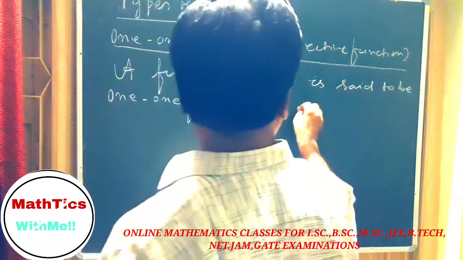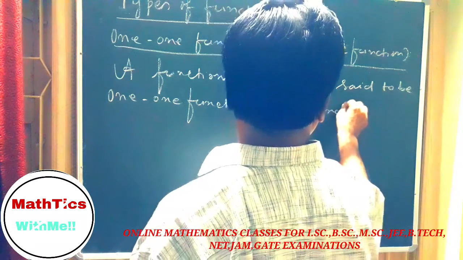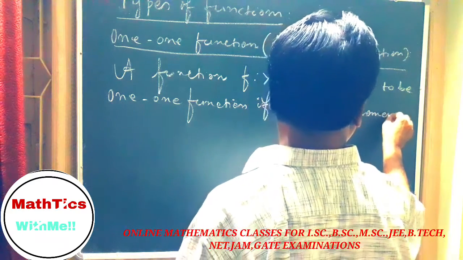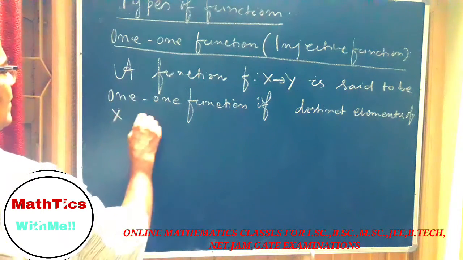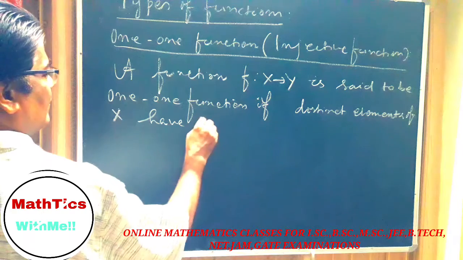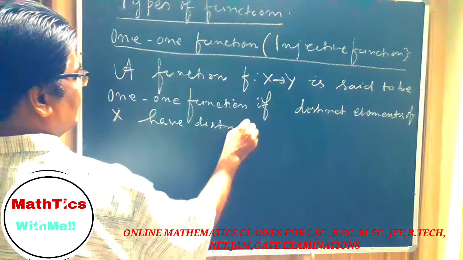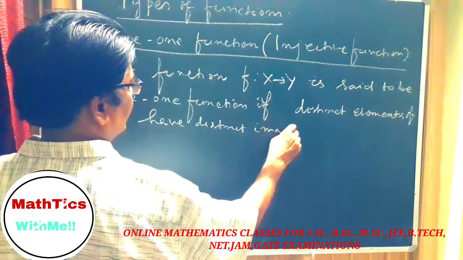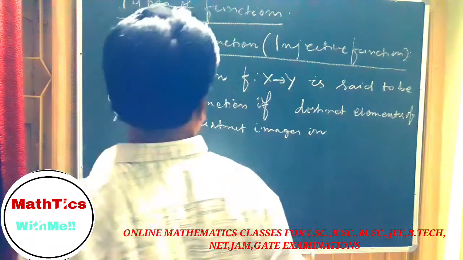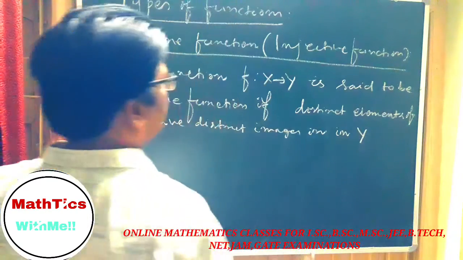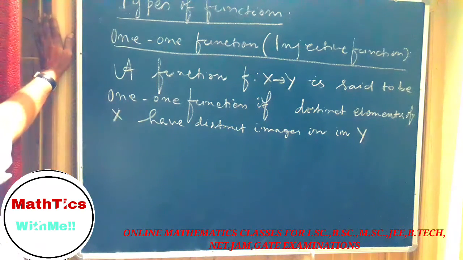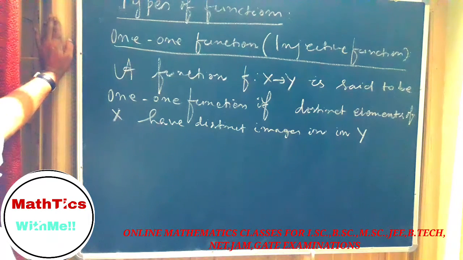If distinct elements of X have distinct images in Y. So a function f from X to Y is said to be one-one function if distinct elements of X have distinct images in Y.